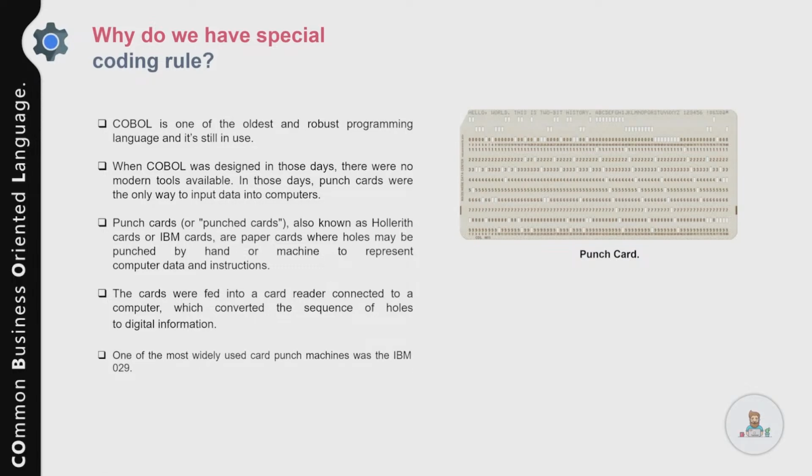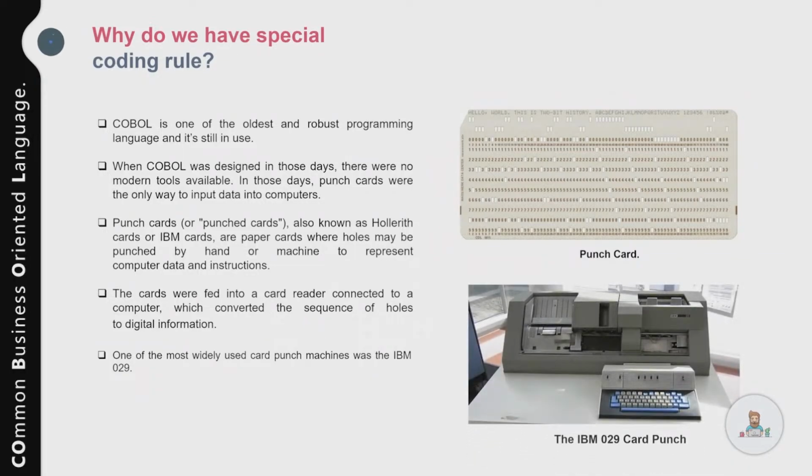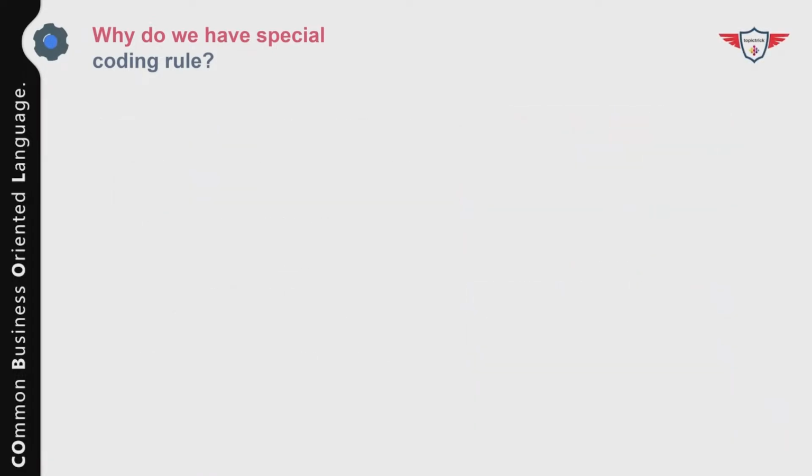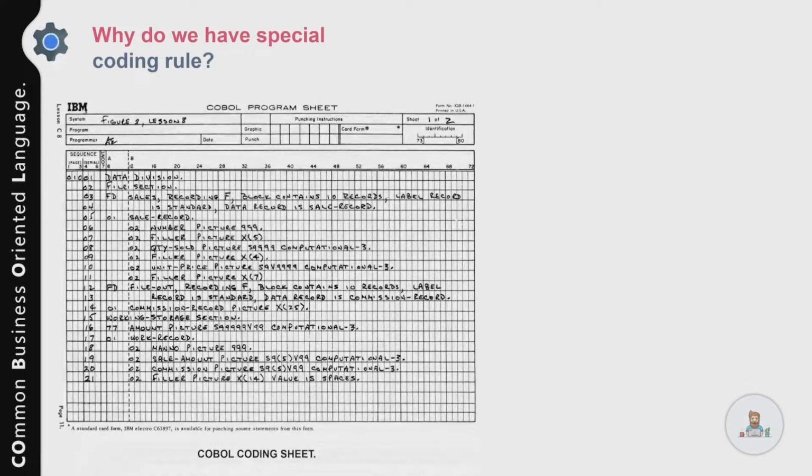If you look at the right hand side of your screen, you'll notice a sample punch card with a certain set of holes, and these holes represent information that can only be understood by a punch card reader. The punch card reader reads this information with the help of these holes and translates it into digital information. And last but not least, one of the most widely used punch card machines was the IBM 029.